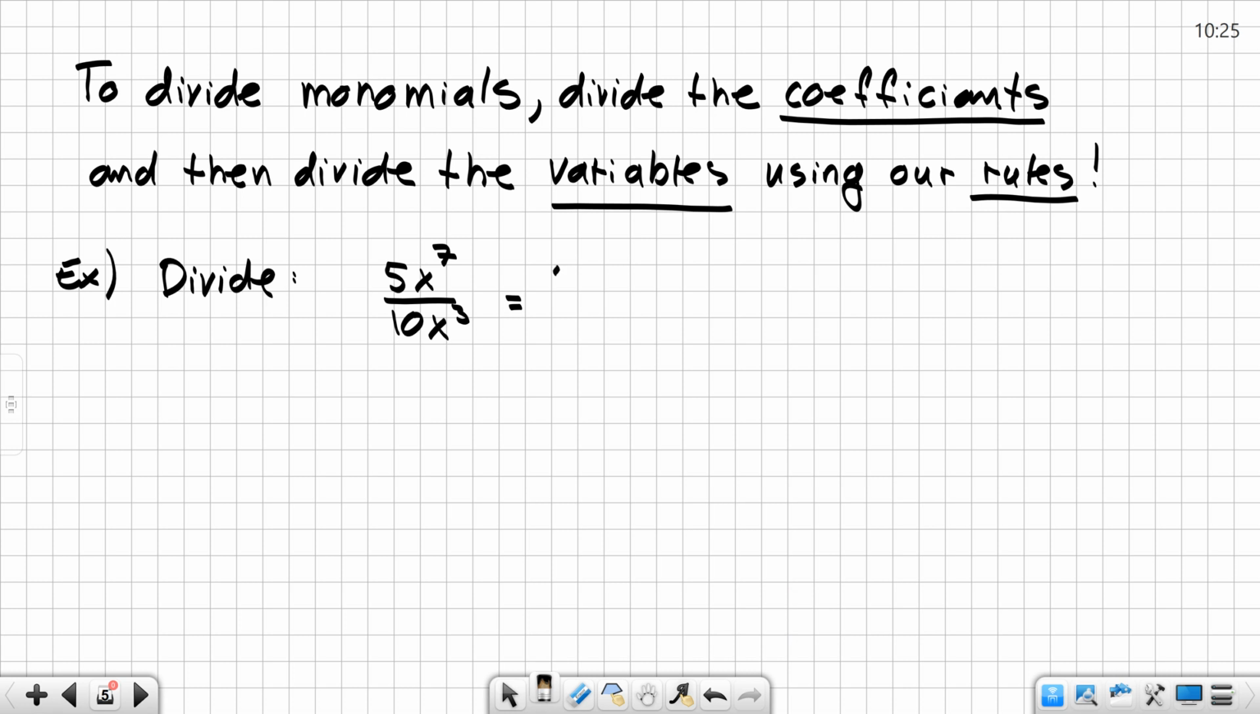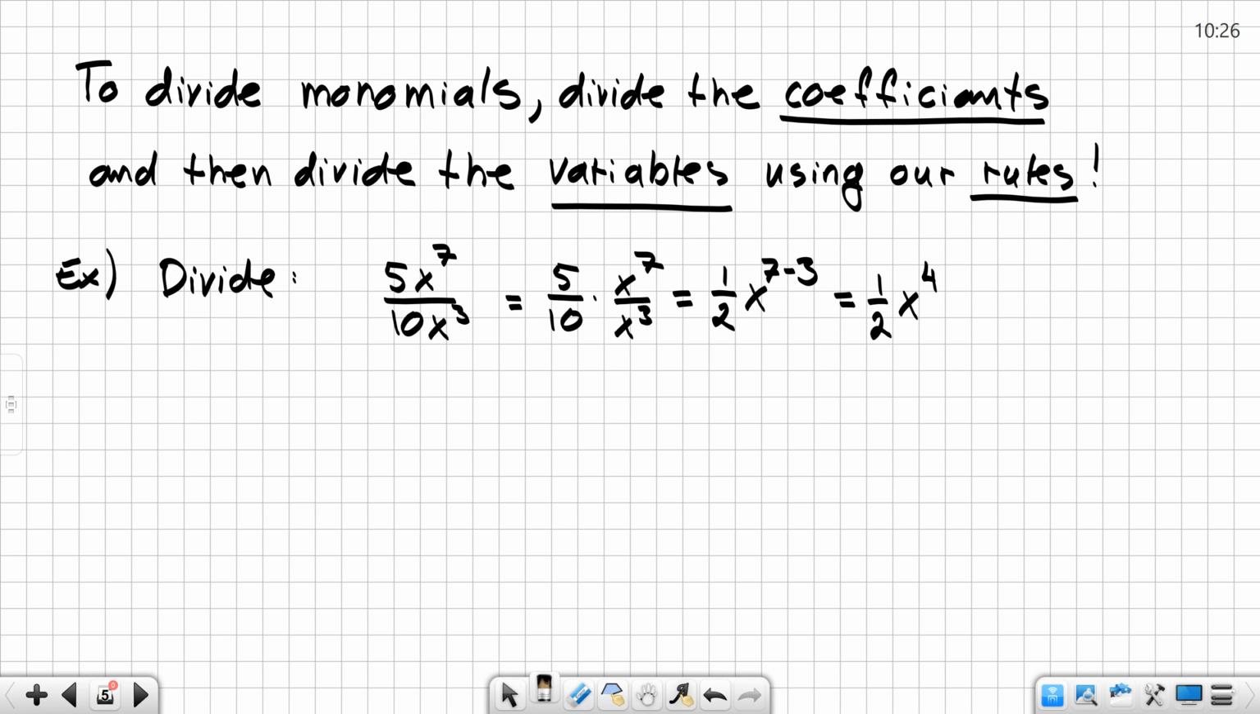So here's how I am allowed to think about this. This is 5 over 10 times x to the 7th divided by x to the 3rd. This is all multiplication. This can be split into two pieces. Now, 5 over 10 can be simplified. This is the same thing as 1 over 2. 5 and 10 both have a factor of 5. And x to the 7 divided by x to the 3rd is just x to the 7 minus 3. So I will get 1/2 times x to the 4th.